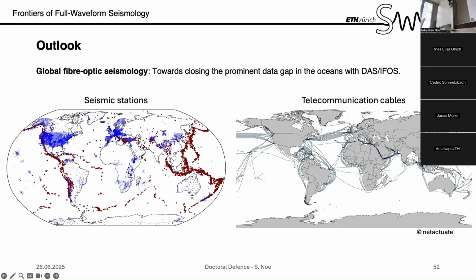And all of this, I think if we want to put all of these projects into perspective, leads eventually to something which I would call global fiber optic seismology, where maybe at some point we can fill in all of these prominent data gaps in the oceans with the telecommunication cables that are available. At the moment, the problem, of course, still is that we don't have this data, and the internet providers are, yeah, it seems to still take a while to actually get access to this kind of data. But at least the theory in all of this is already there. So we know how to use this data once it becomes available.